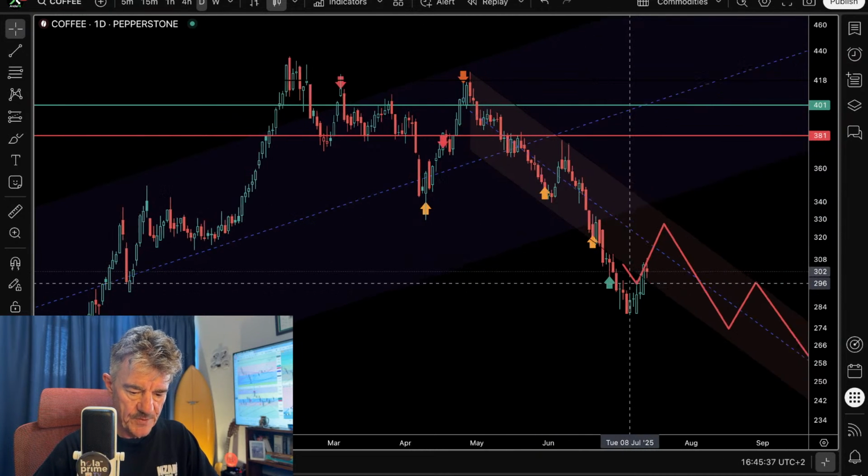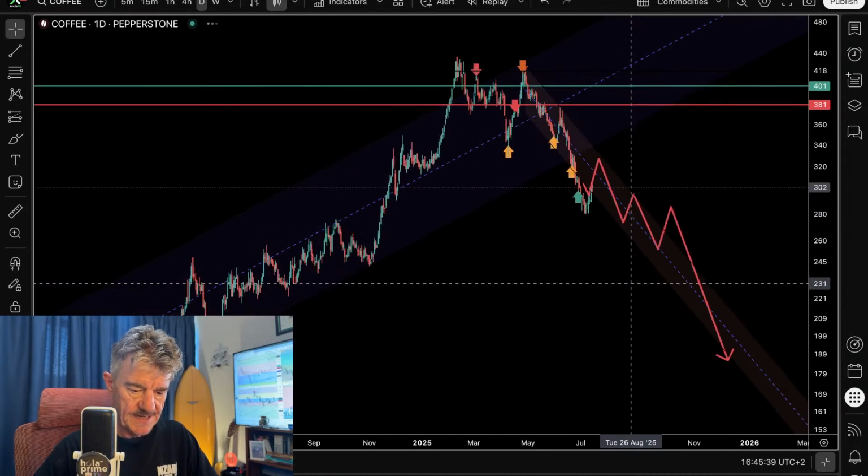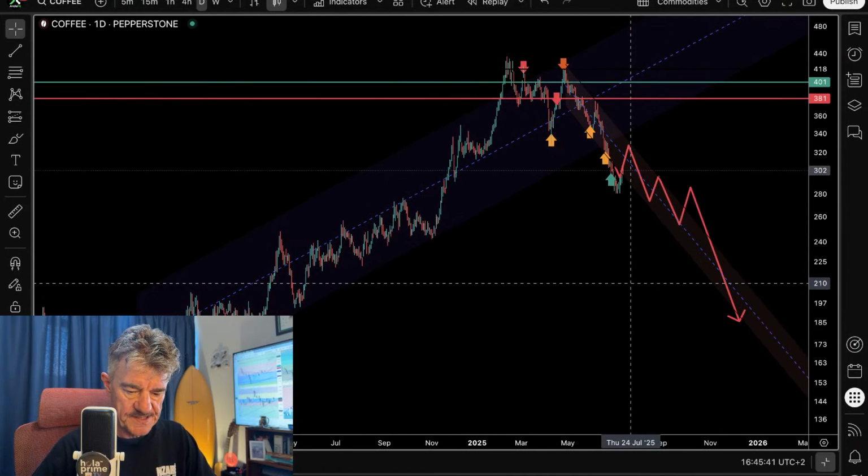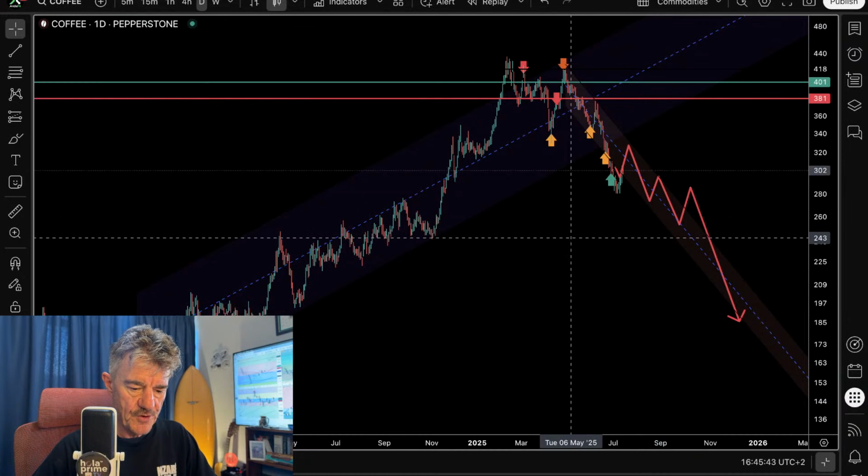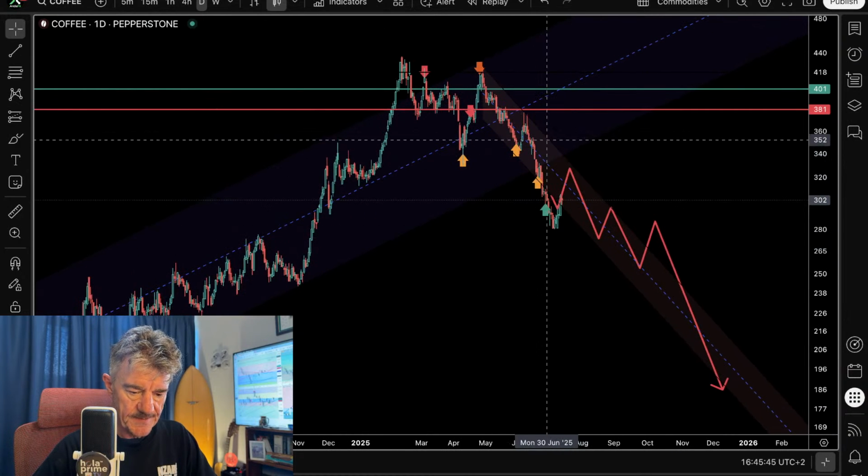Now, I want this to move up a little bit so we can get short again, and we can continue to move down and follow this zigzag. And you can see we've moved. There's another channel here.